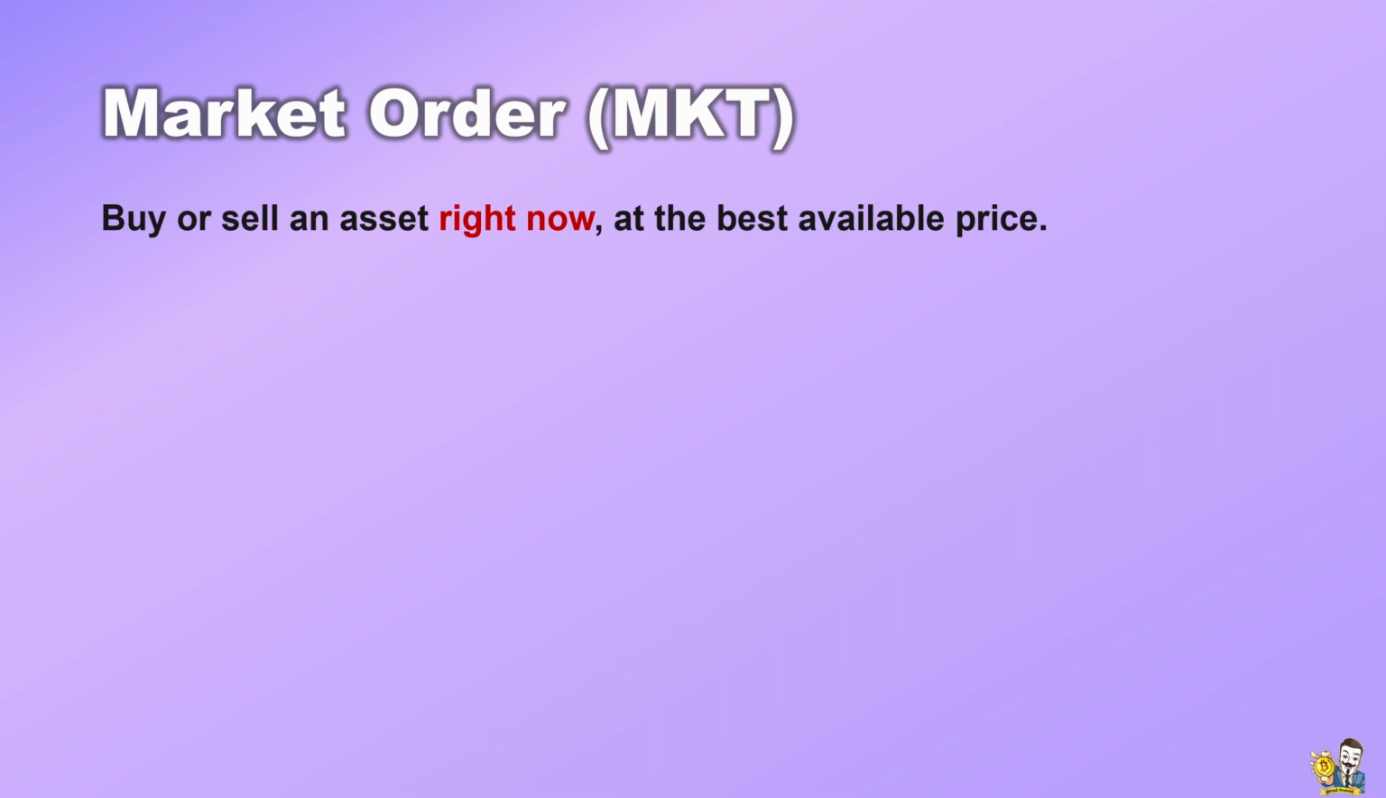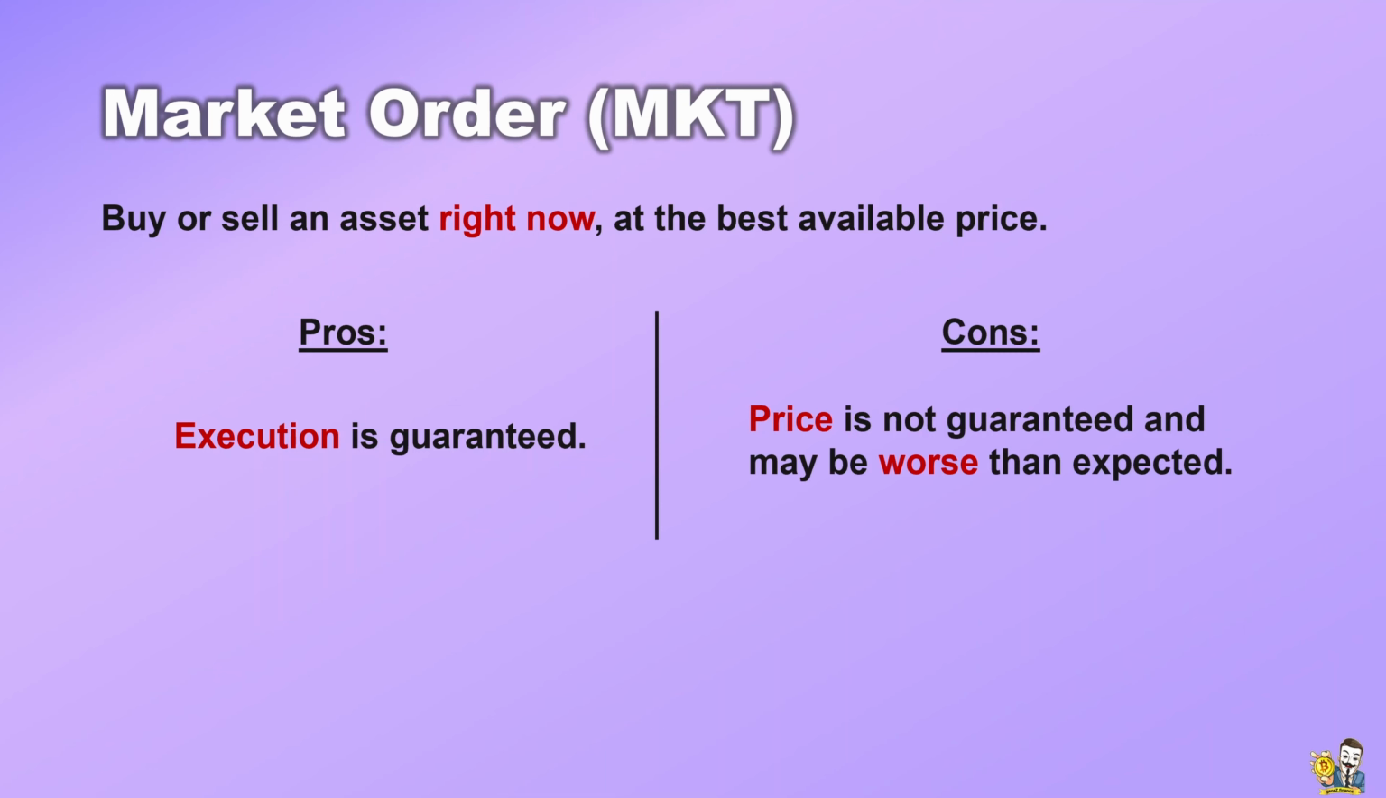The most fundamental type of order is the market order. It simply tells Interactive Brokers to buy or sell an asset right now at the best available price. The main advantage of this order type is that execution is guaranteed. You can be sure you'll enter or exit the market. However, the price is not guaranteed and may be worse than expected, especially in markets with low liquidity.